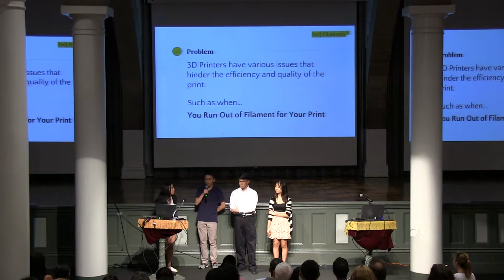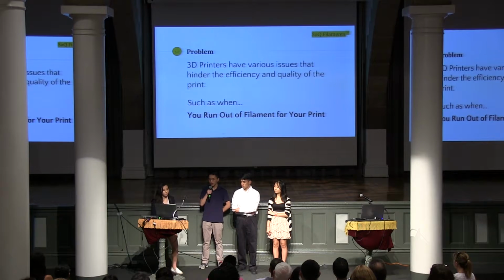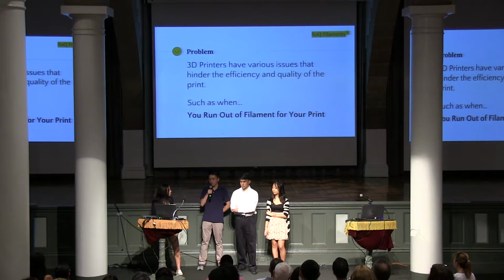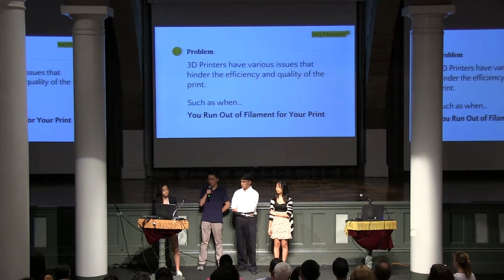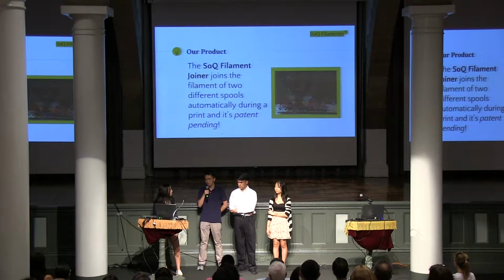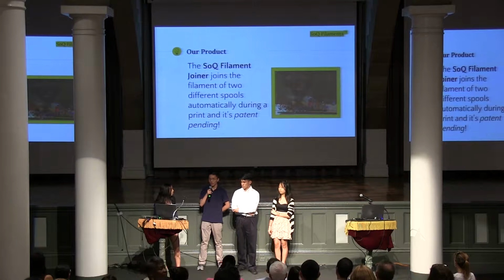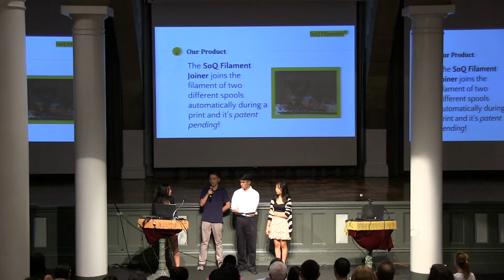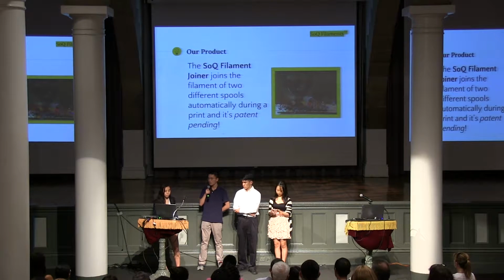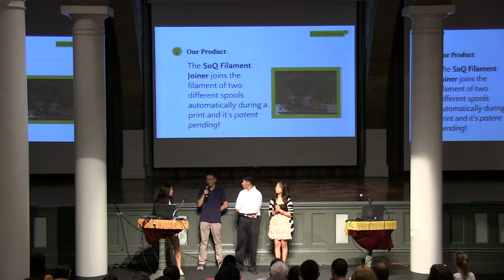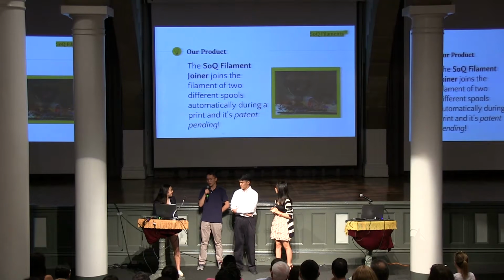Because 3D printers are a relatively new technology, they also have various issues. One of the biggest issues is running out of filament mid-print, which results in wasted filament and wasted time. So our product, the SoQ Filament Joiner, is going to remedy this problem by joining the trailing end of the first spool of filament with the starting end of the second spool, so that even if the first spool runs out mid-print, the print job will finish. We have a picture of our model there. It's not fully working yet, but we have a patent pending.